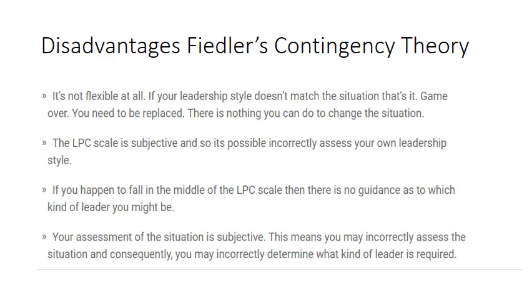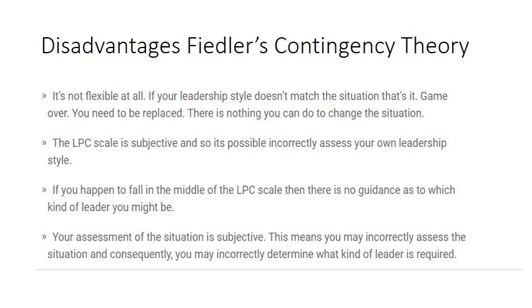It depends on your characteristics. The next point is, if you happen to fall in the middle of the LPC scale, that is between 53 and 72, then there is no guidance as to which kind of leader you might be. You may be task oriented or human relations oriented, and you have to choose by yourself. There is no guidance. That is a disadvantage.